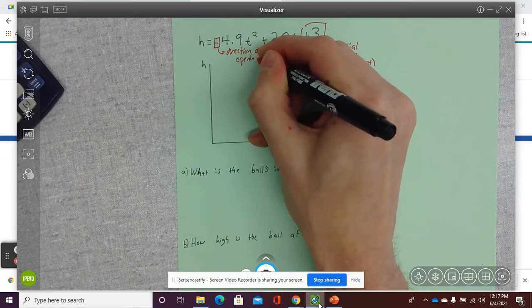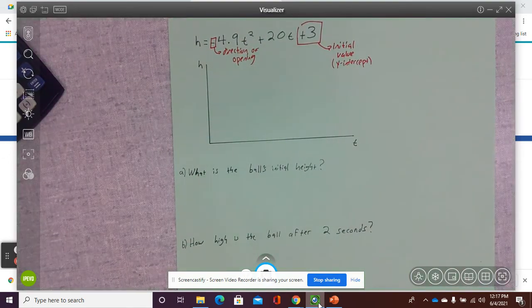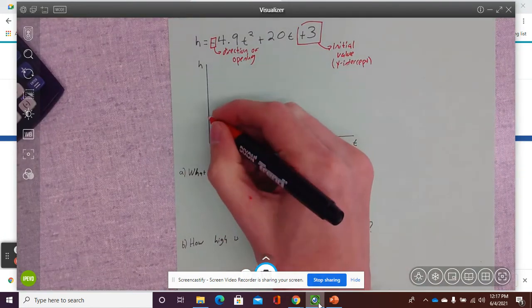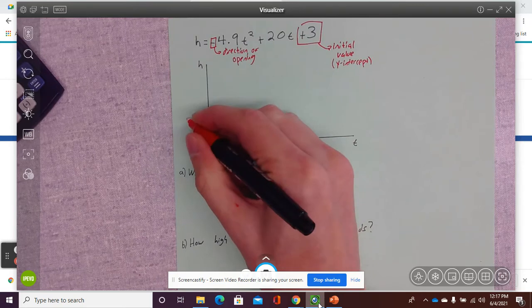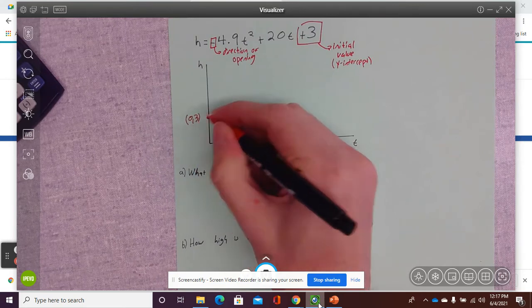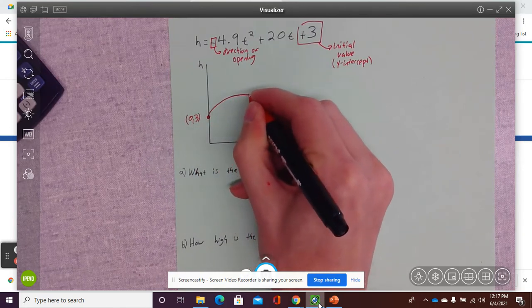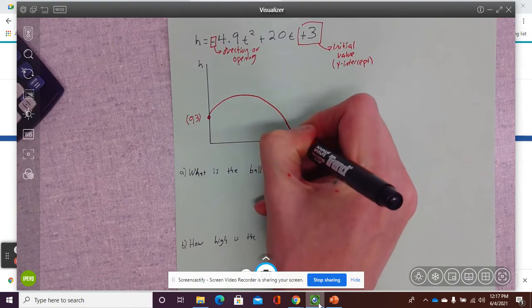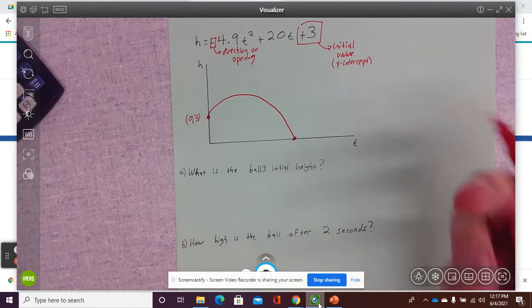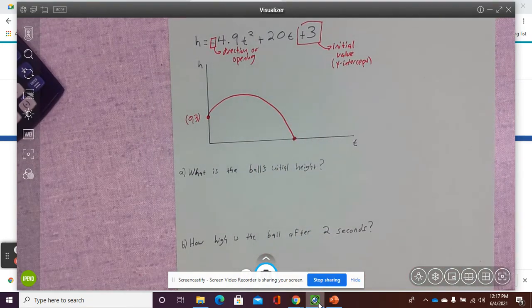So right away, and I'd recommend this every time we do one of these questions, regardless of whether it asks for a sketch, I would always draw a sketch. So our initial value, our y-intercept, is at 0, 3. And then all we know is that it opens down. And having a sketch like this is going to help us interpret the rest of our analysis.